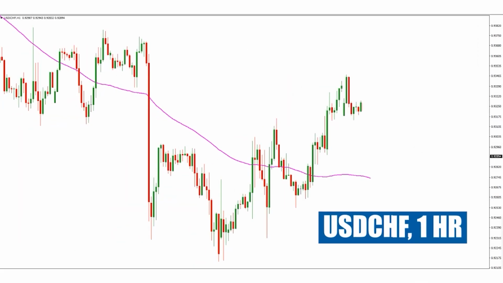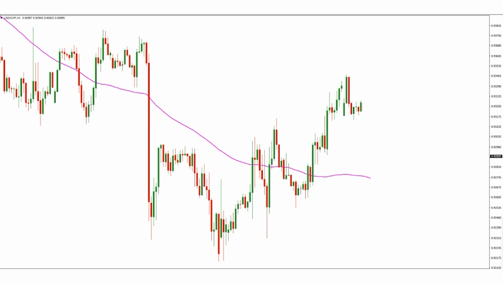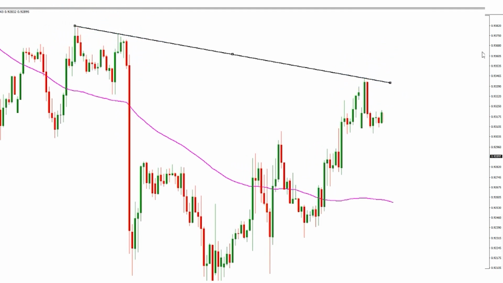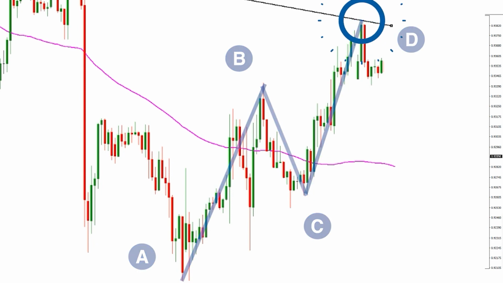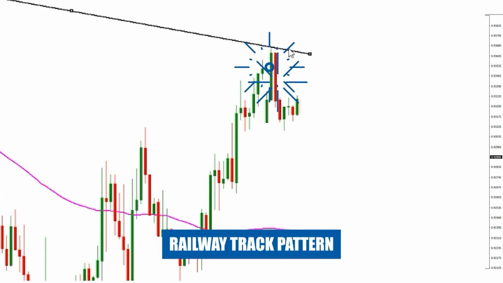So here we are looking at the USDCHF on the 1 hour chart, and if we connect these highs, we can see price bouncing off this level right here. We also have the formation of an AB equals CD with the D point finishing at this resistance level. Right after, we have a railway track pattern form, as you can see by these two candles here.